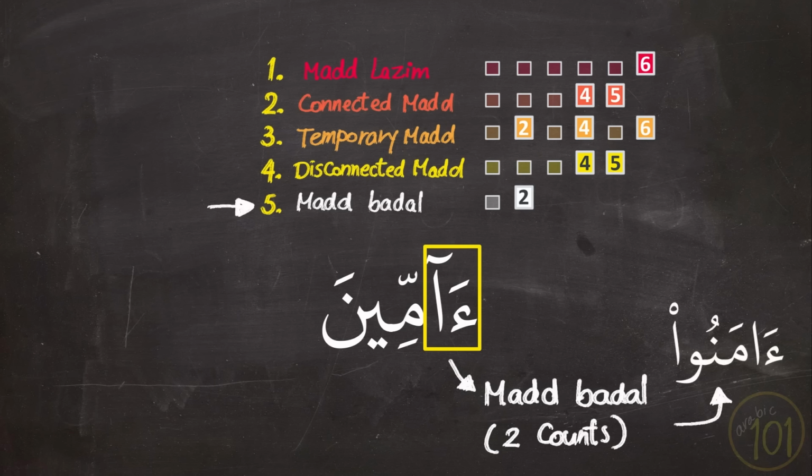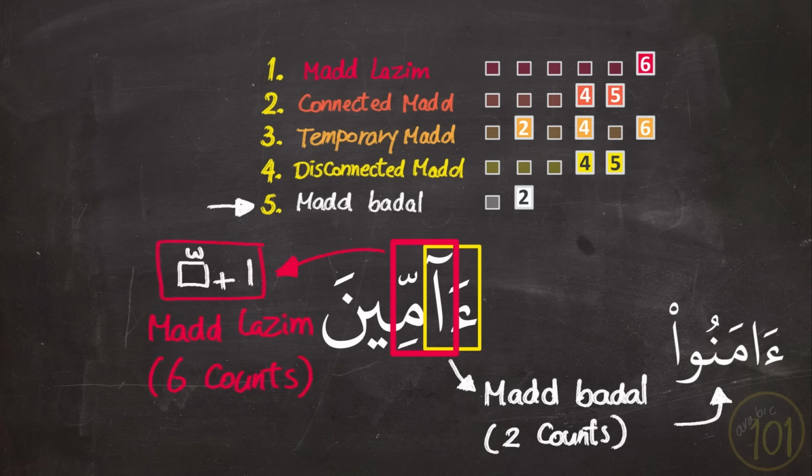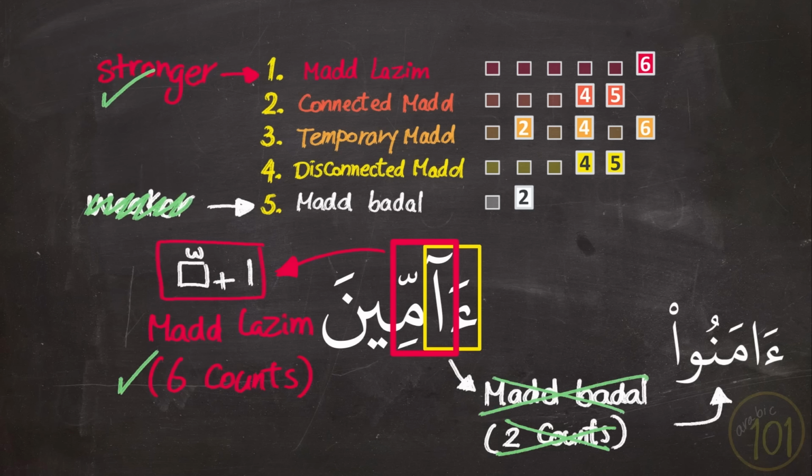But at the same time, looking at it from this side, it is followed by a letter with shadda, making it a mad lazim case. And so the stronger cause would be elongating it as a mad lazim, which will decide this conflict. And so we'll elongate 6 counts, not 2.